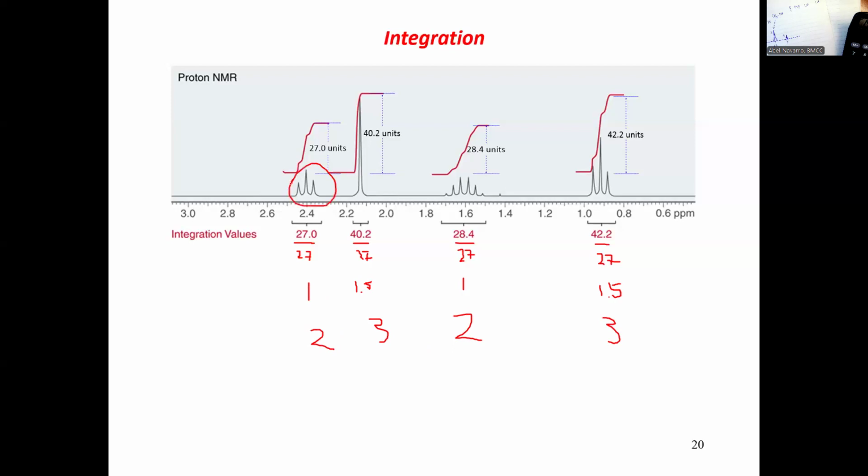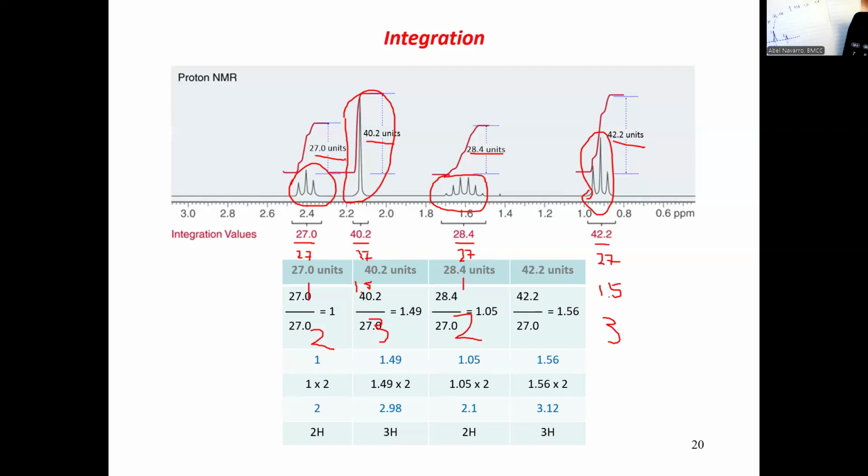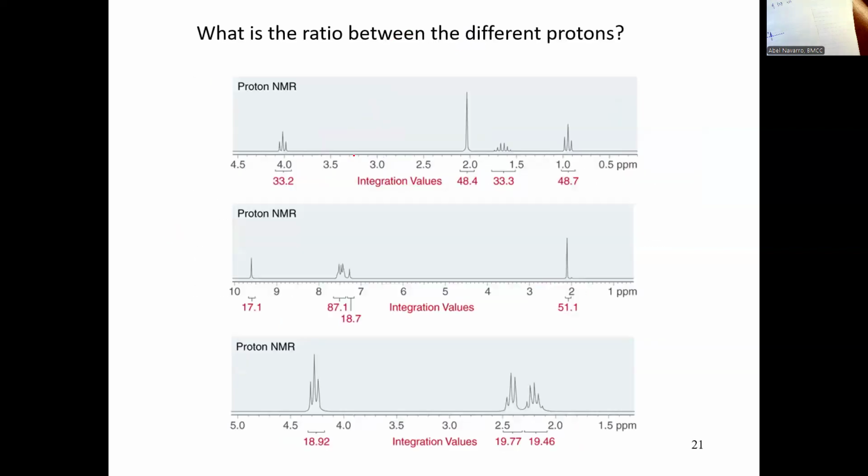This peak represents 2 hydrogens, this peak represents 3 hydrogens, that peak represents 2 hydrogens, and that peak represents 3 hydrogens. So that's what you do if you see areas or height units: just divide by the smallest and normalize. That's exactly what we got, 2, 3, 2, 3. Are you going to be required to use calculators like I did here? No. I will always give you the NMR spectra with the integration values, so you know how many protons are inside. What is the ratio between different protons? It's basically the same practice.